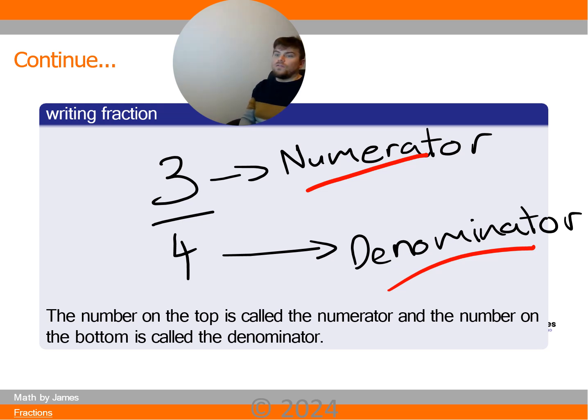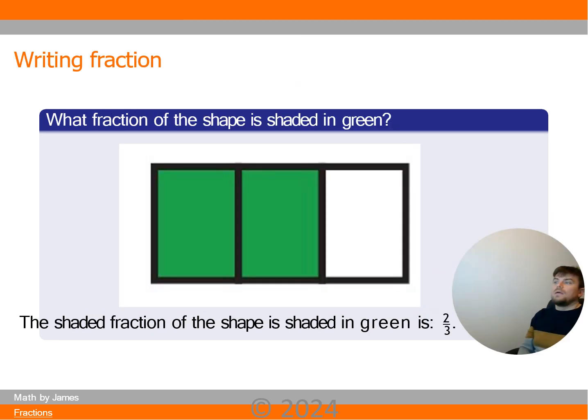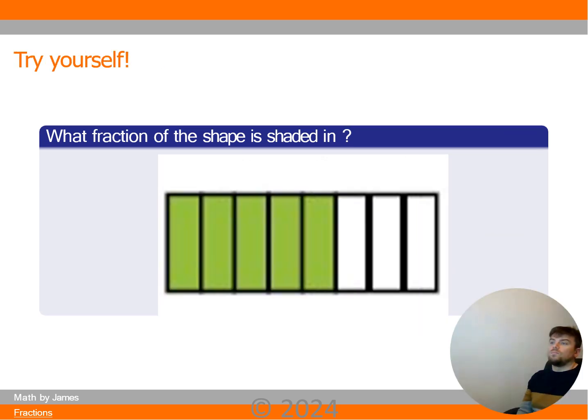So let's have a look at this fraction here. As we can see, the shaded fraction of the shape in green is 2/3, because we've got 2 parts out of 3 shaded. Now let's have a try at the next one ourselves. Pause, have a go.